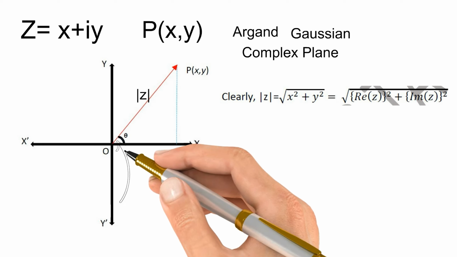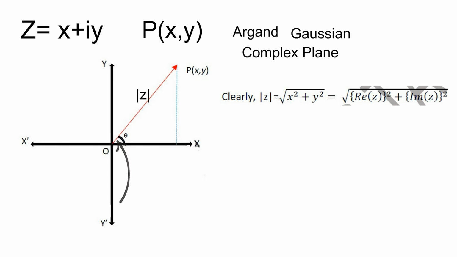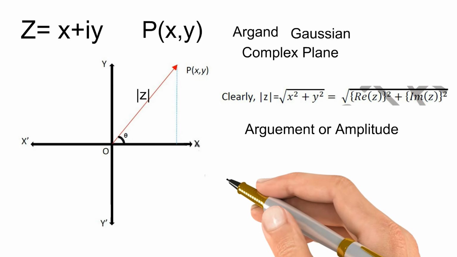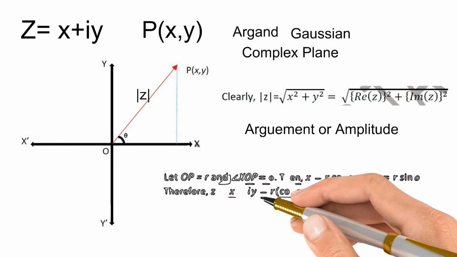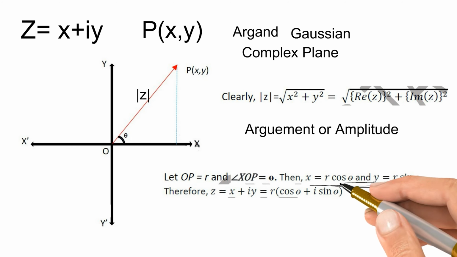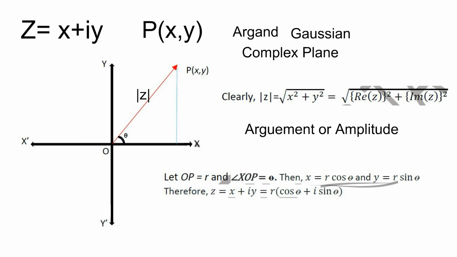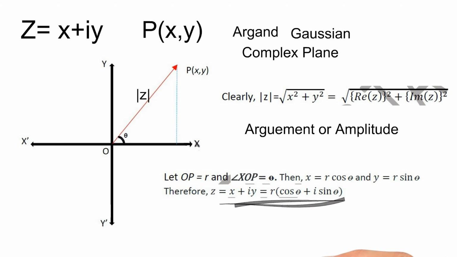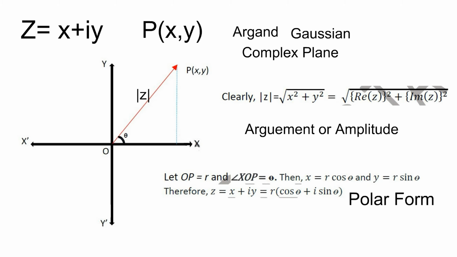The angle theta which OP makes with the positive direction of the x axis in the anti-clockwise sense is called the argument or amplitude of z and is denoted by arg z or amp z. Clearly tan theta equals imaginary part of z by real part of z. Let OP equal r and angle XOP equal theta. Then x equals r cos theta and y equals r sin theta. Therefore, z equals x plus iy equals r times cos theta plus i sin theta. This is known as the polar form of the complex number z.